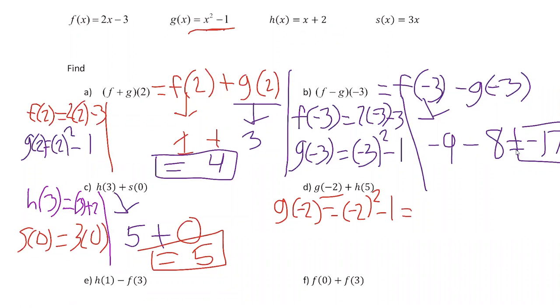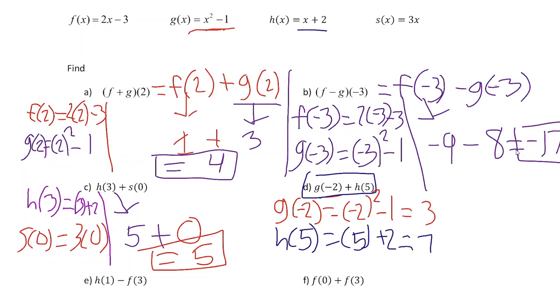And I'll just work that out. If you do work it out, you should get 3. And then we're going to do h of 5. So that's this function here. That would be 5 plus 2, or just 7. Since we're adding these together, we would just take our answers, 3 plus 7, and we would get 10.